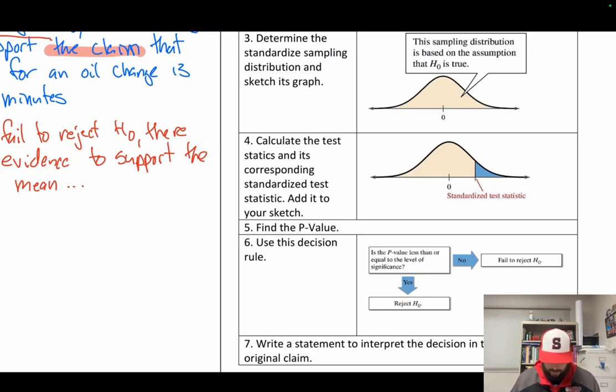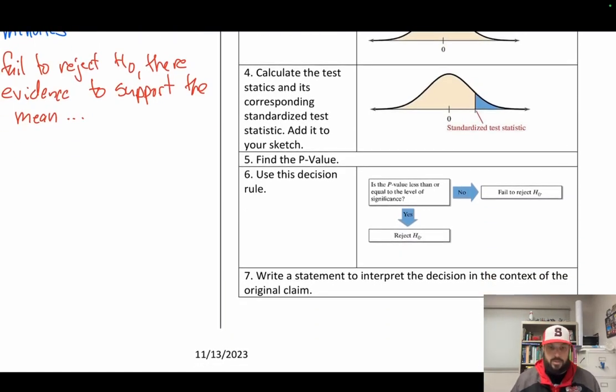We can then find our p-value. We're going to use this decision rule: yes or no, do we fail to reject or reject the null hypothesis? And then we write a statement. So we've done bits of these as we work through chapter 7. We'll end up filling in the rest of these statements.